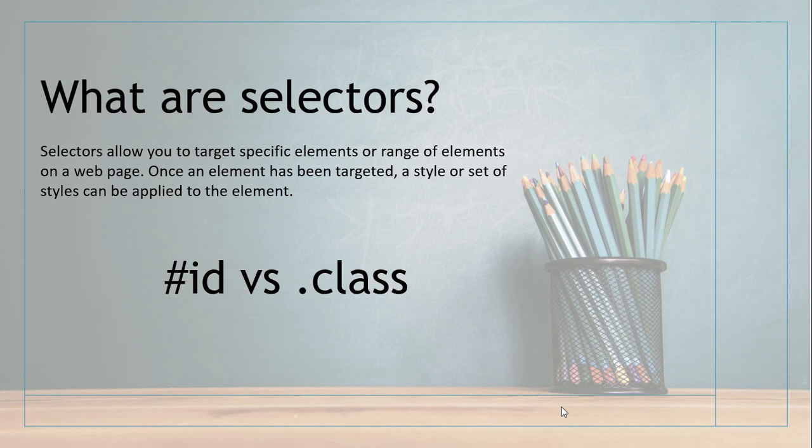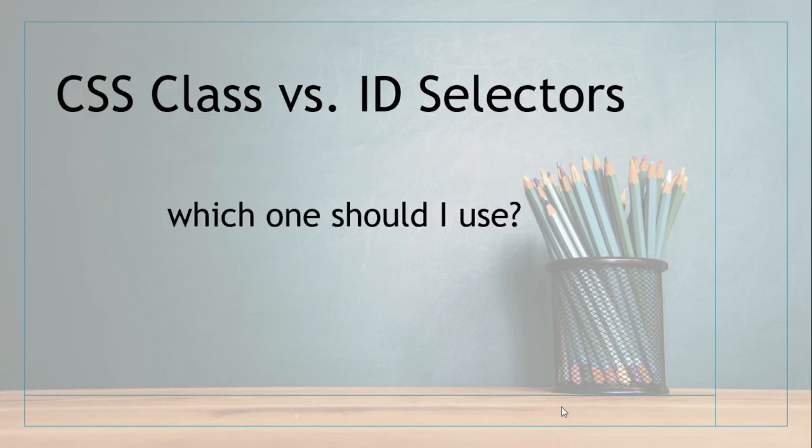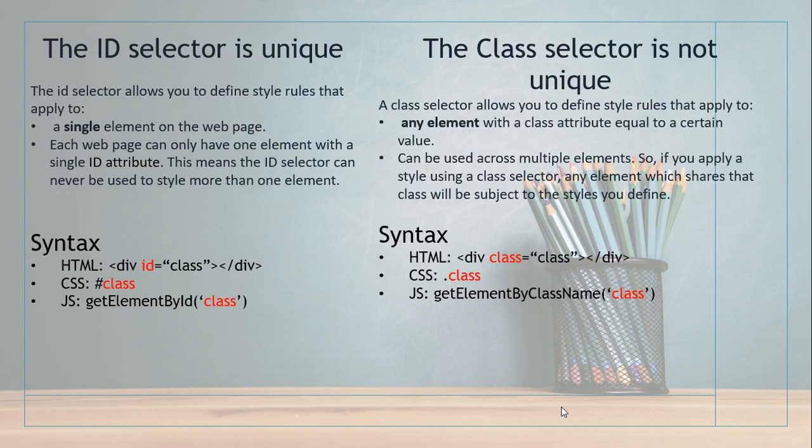There are many selectors available, but two of the most commonly used are ID and classes. But what is the difference between the class and ID selector, and which one should I use? So the main difference between those selectors is that the ID selector is unique.